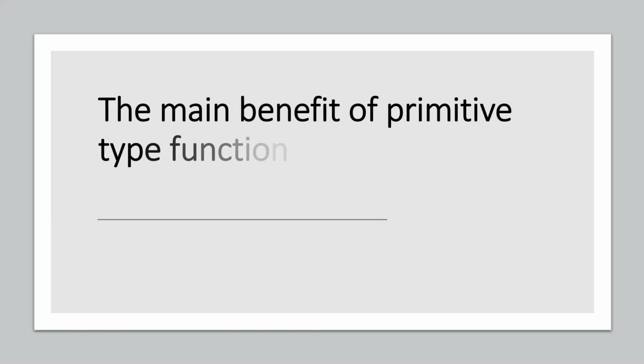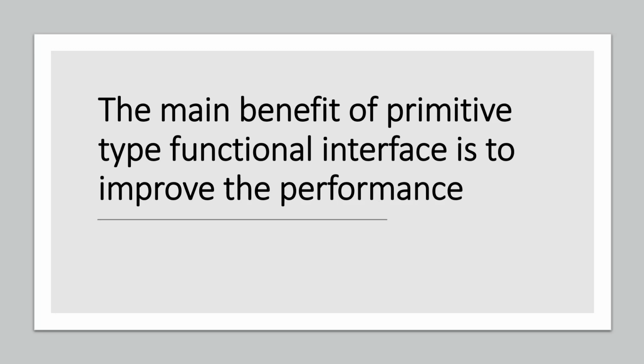Overall, the main benefit of primitive type functional interfaces is that they allow more concise and efficient code when working with lambda expressions. They make it easier to write code that operates on the primitive types and can also help to improve the performance of your application.